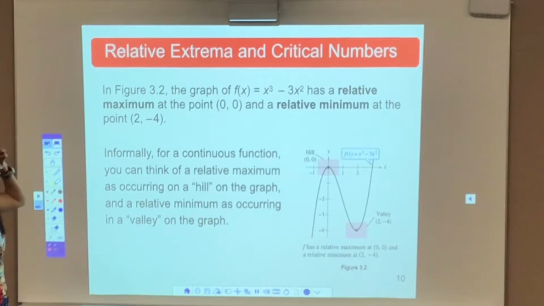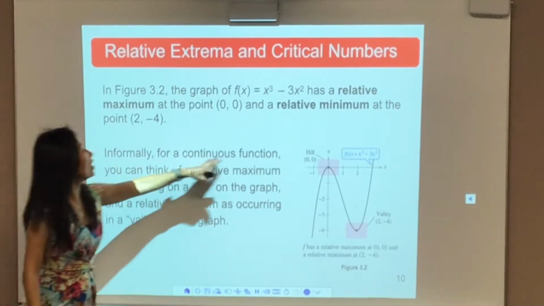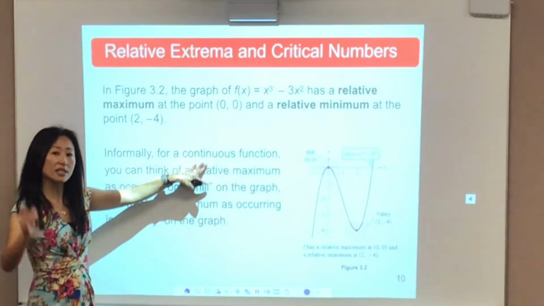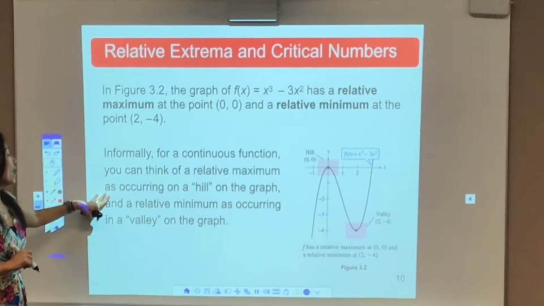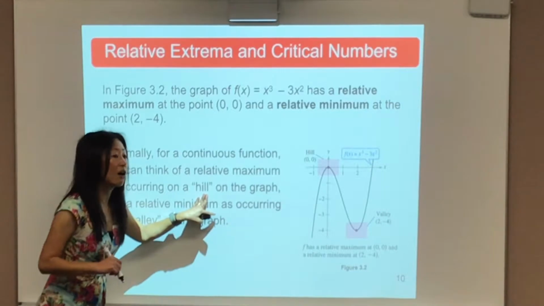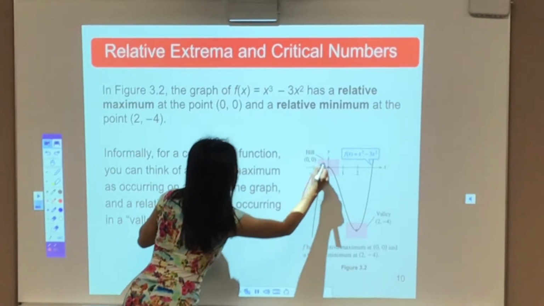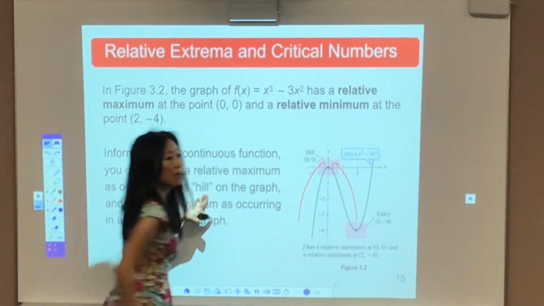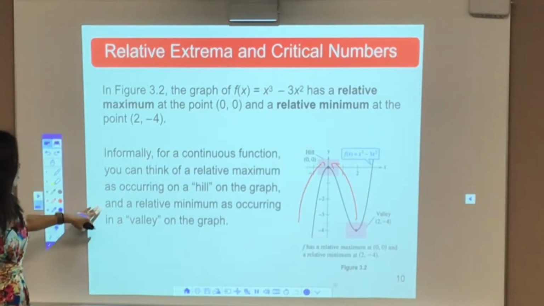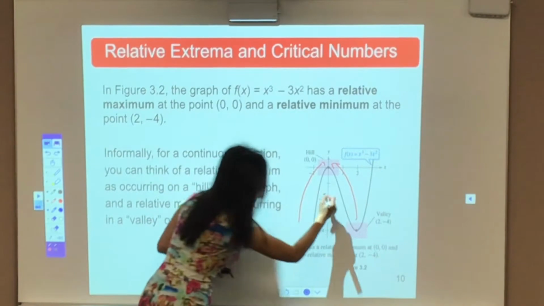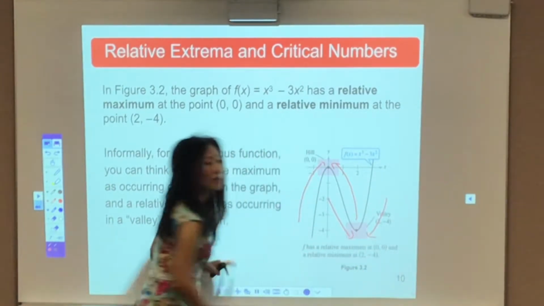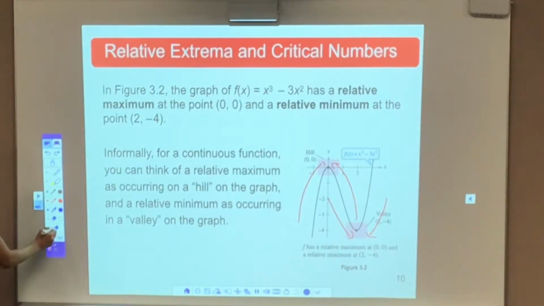Okay. So informally, for a continuous function, listen to continuous function, that's an important word. For a continuous function, you can think of a relative maximum as occurring on a hill. It's going up here, isn't it? Right? And the relative minimum occurs in a valley, going down this way. That's another way you can think of it.